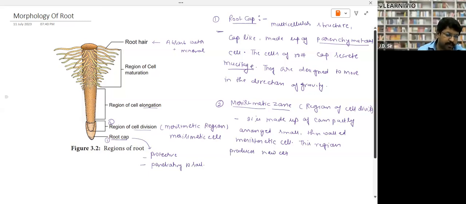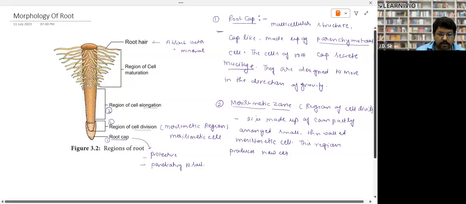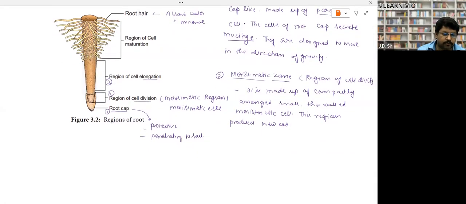Behind the root cap, there is the region of cell division. They keep on adding new cells. The new cells are pushed backward, and they go to the region of elongation, meaning their size will increase.